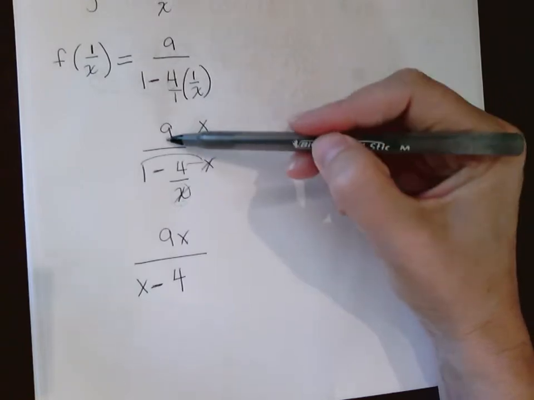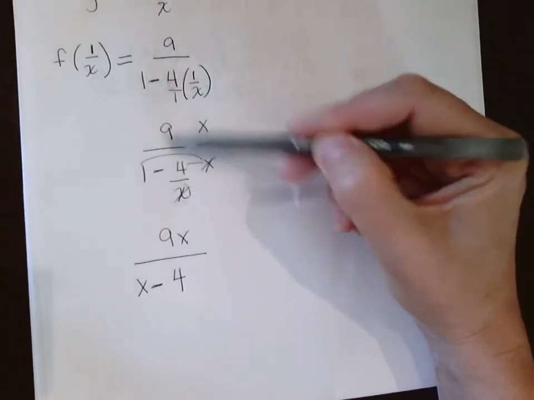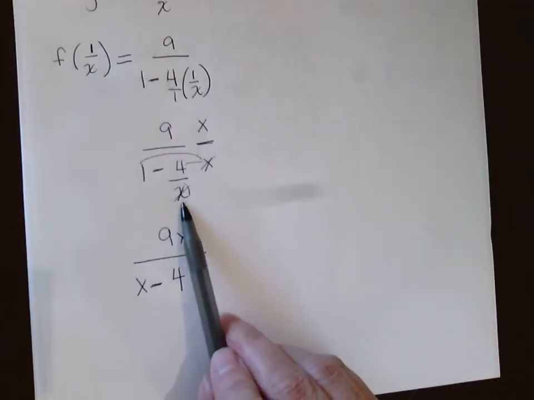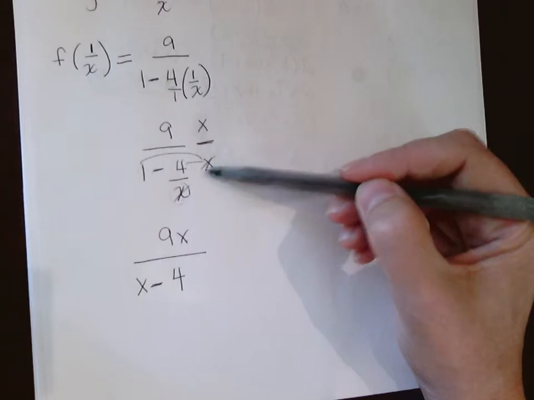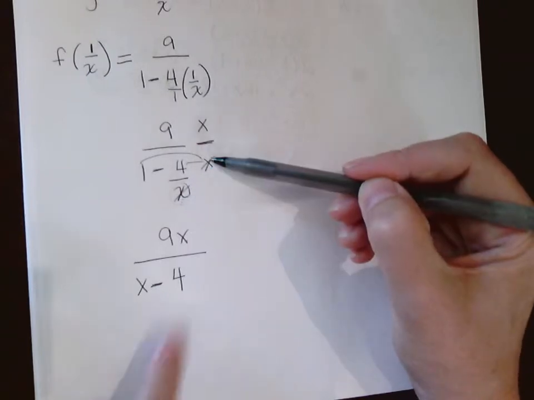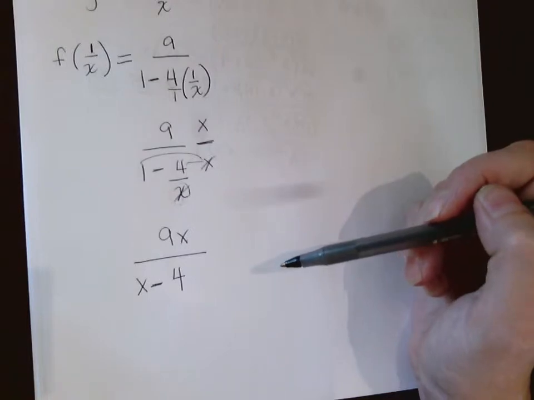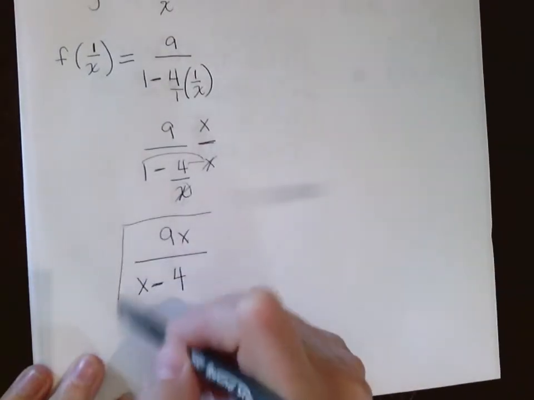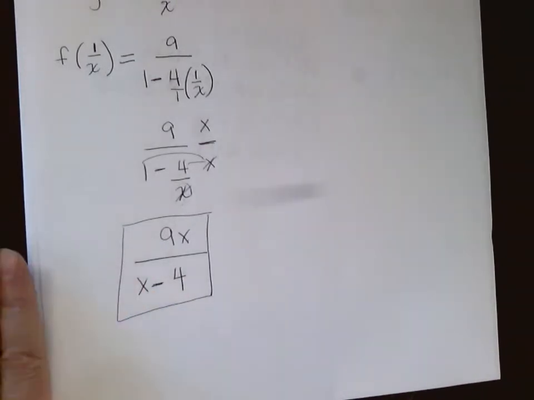So once again, once you get this crazy, wacky looking fraction that's got a fraction within a fraction, whatever the denominator is, just multiply the fraction on top and bottom by whatever that is. That's going to make the bottom not have that x in the denominator. Okay, so here is what the final answer is. So let's keep that one in mind. It's going to ask me to find the domain in just a minute.